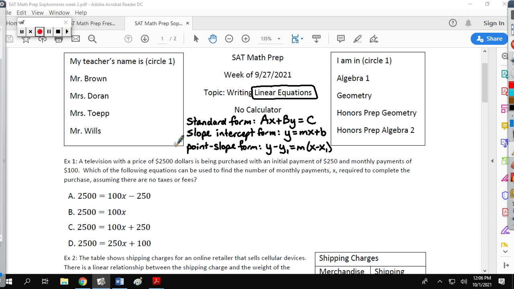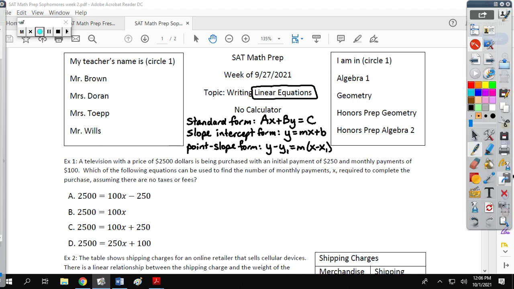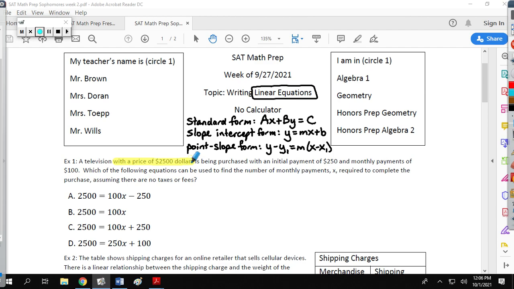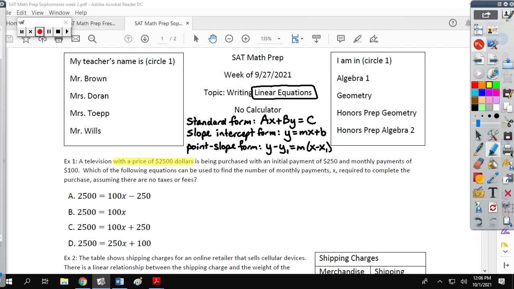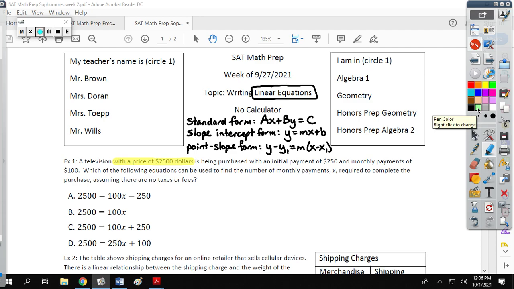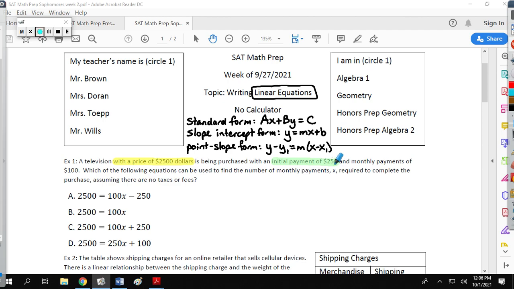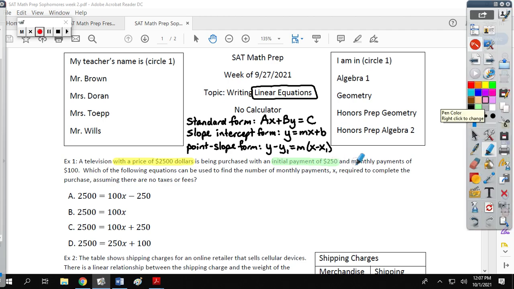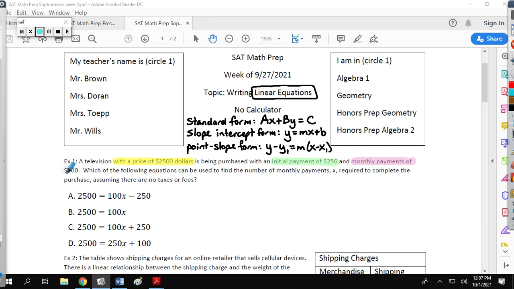Okay, so let's take a look at example 1. In example 1, I'm going to try my best to point out the important information here. A television with a price of $2,500, that's going to be important, is being purchased with an initial payment of $250, followed by monthly payments of $100. Remember, that would be per month. It says, which of the following equations can be used to find the number of monthly payments x required to complete the purchase, assuming there are no taxes or fees?